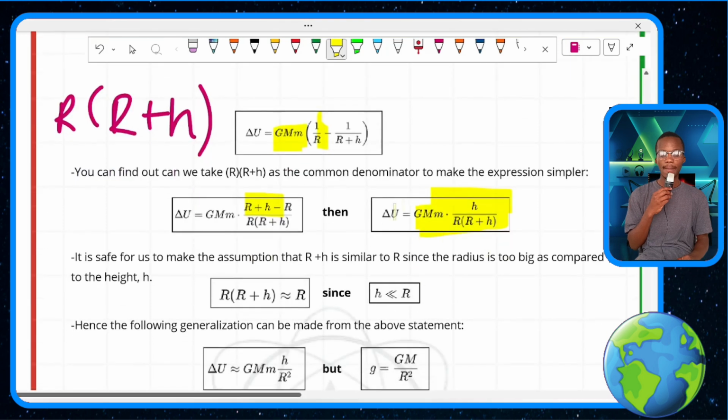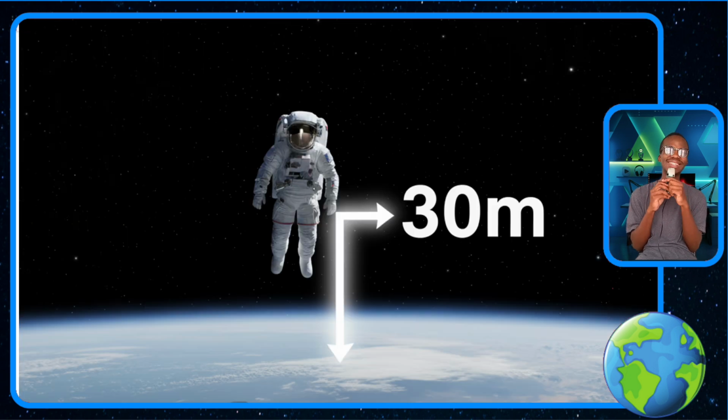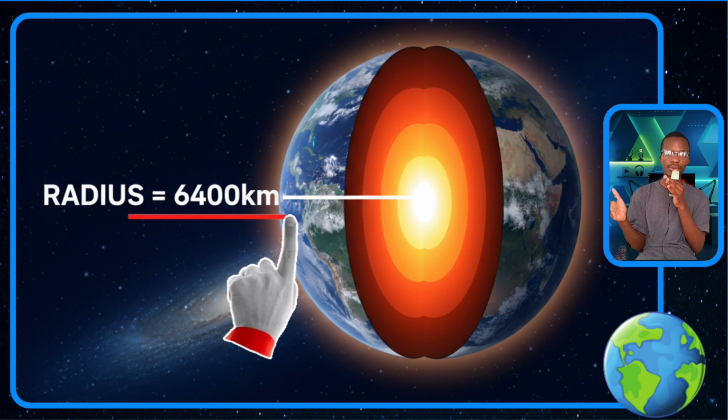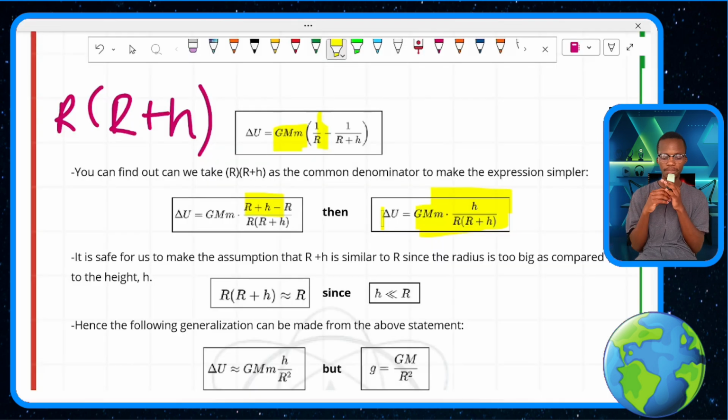Okay. But we can safely make an assumption that the distance h that we're moving is going to be very small, guys. Remember, if you're moving like 30 meters, and the radius of the Earth is 6,400 kilometers, it's not going to add up. So essentially, we can assume that r times r plus h is approximately equal to r squared. Like this, right? So the height h is much less than r.